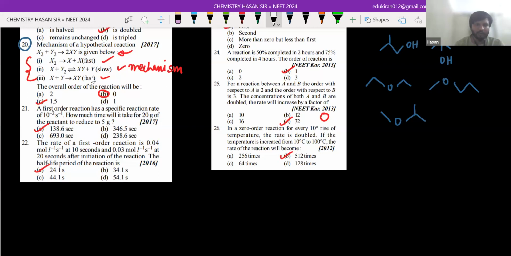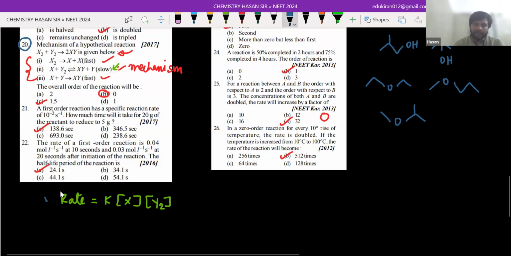So what I'm going to do is very simple. I'm going to write in terms of this slow step. Rate will be equal to k into x into y2. This is how I'm going to write. That means rate will be determined with the slow step only, not with the fast step.